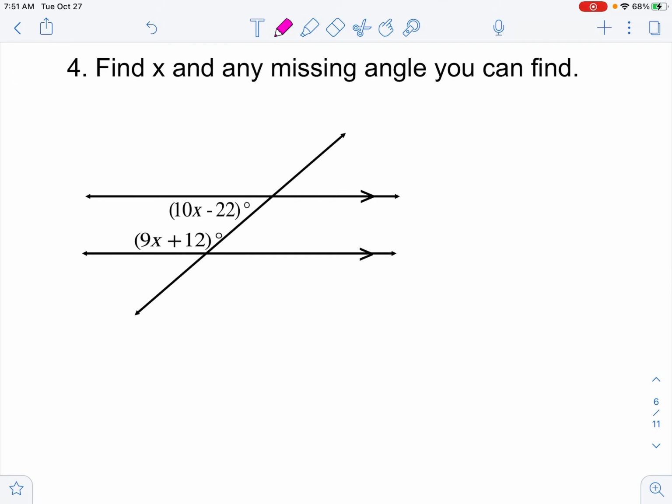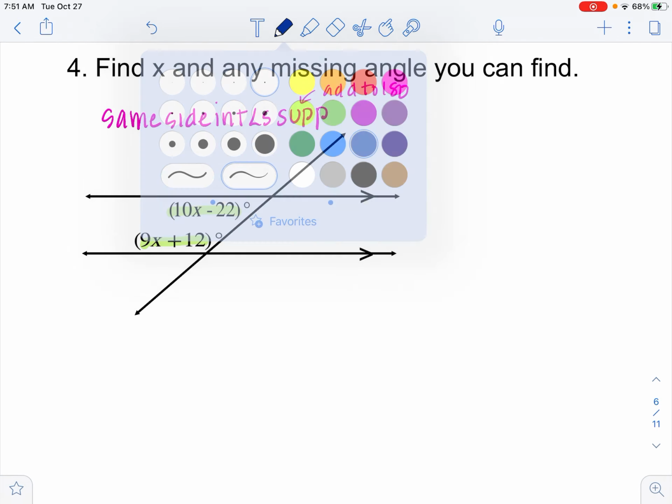Next one. So first off, I want us to decide what type of angles they are. Here are my parallel lines. Wow, I did a very terrible job of tracing them. That's okay. Notice they're both on the inside, so they're interior. And if you look, they're on the same side of the transversal. So these are same side interior angles. Same side interior angles are supplementary. So what does supplementary mean? Add to 180. So I know that this angle plus this angle is 180 degrees.